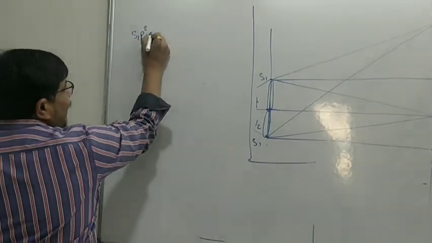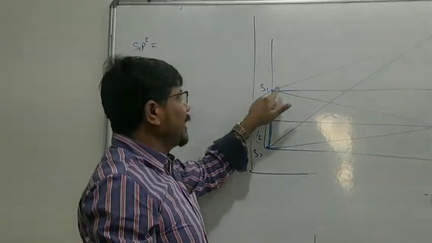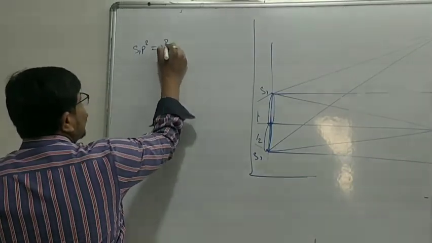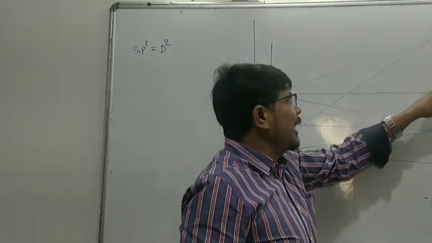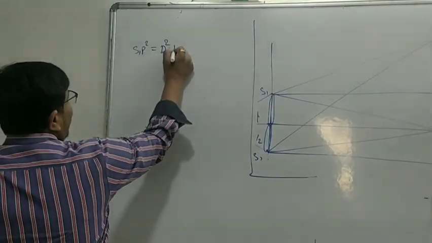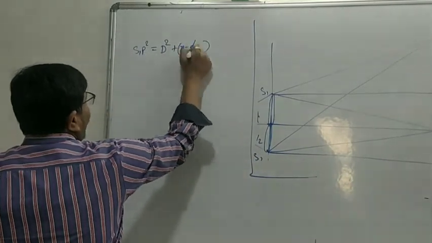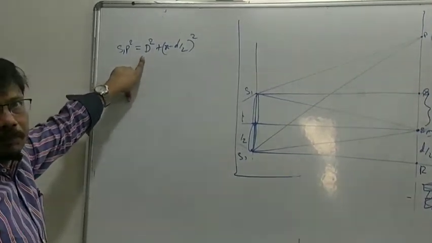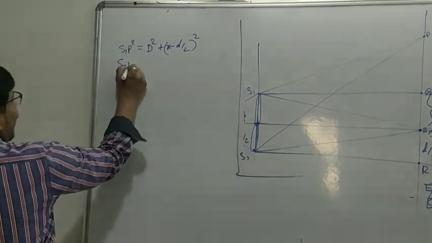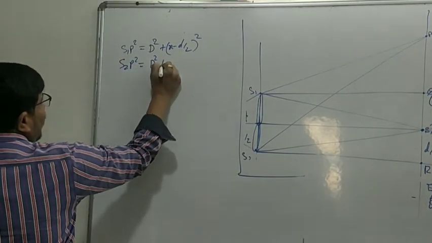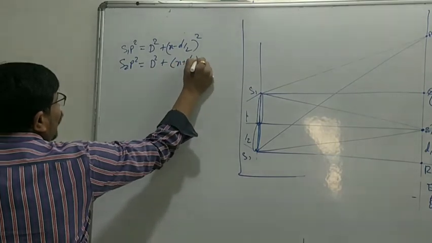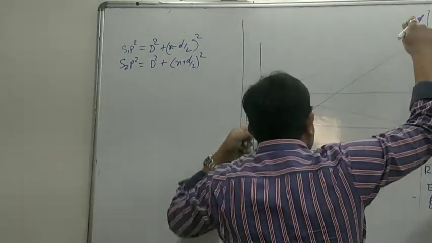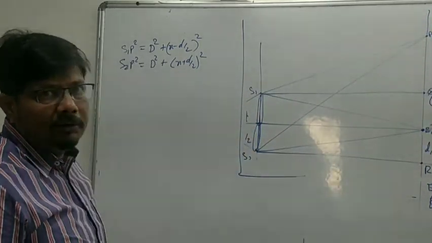S1P square is equal to, see, I won't write S1Q, I directly write capital D. That would be D square. I won't write PQ, I will write directly x minus d by 2, whole square. So you will get S1P square is equal to so and so. Next, S2P square is equal to D square plus x plus d by 2, whole square. This is the Pythagoras theorem, means we are getting the path up to which the light traveled.